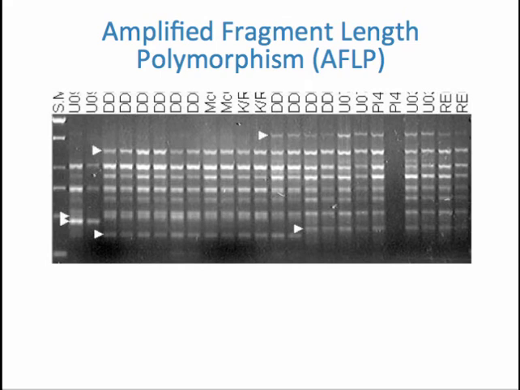Remember, each column is an individual, and you can see that many of the columns have the same bands, but the triangles are pointing out different alleles, where some samples have the band and some don't. This is where you have your variation.